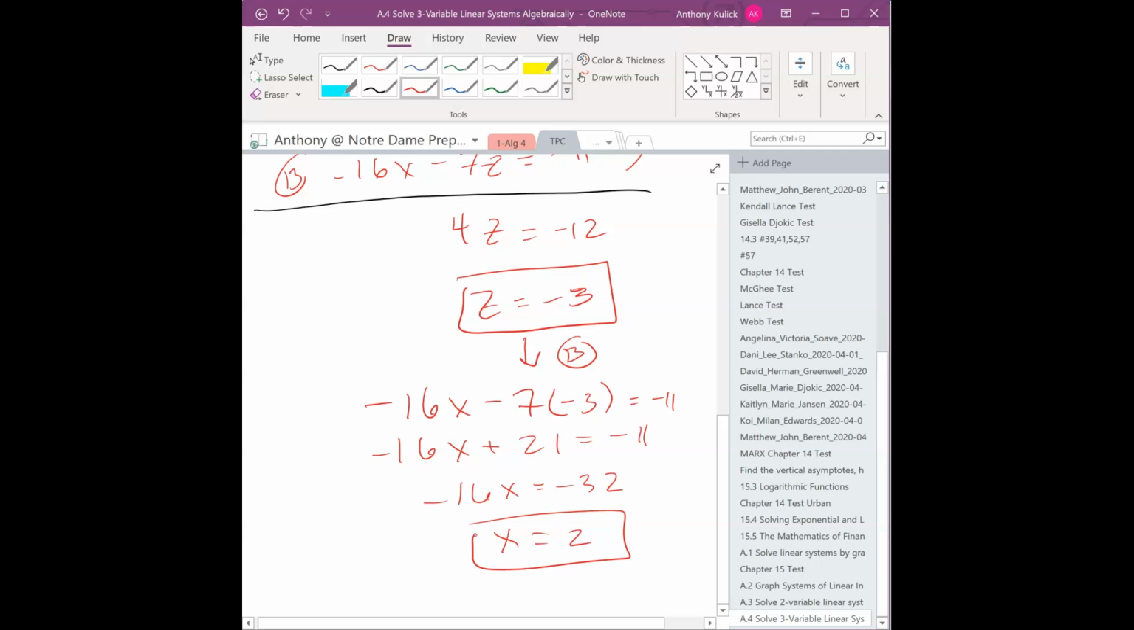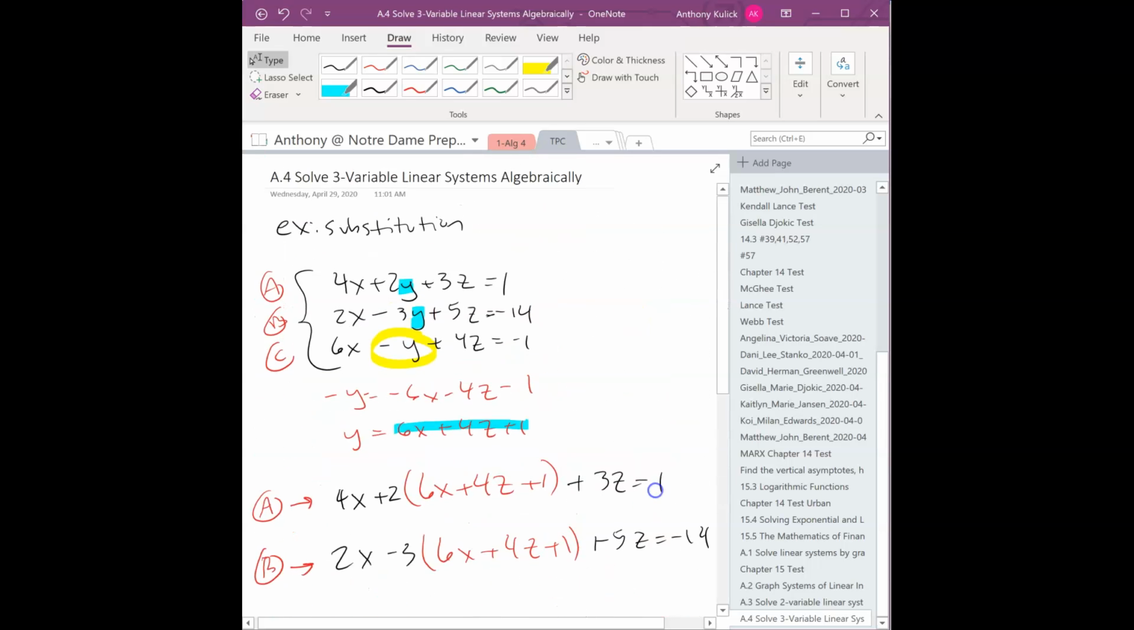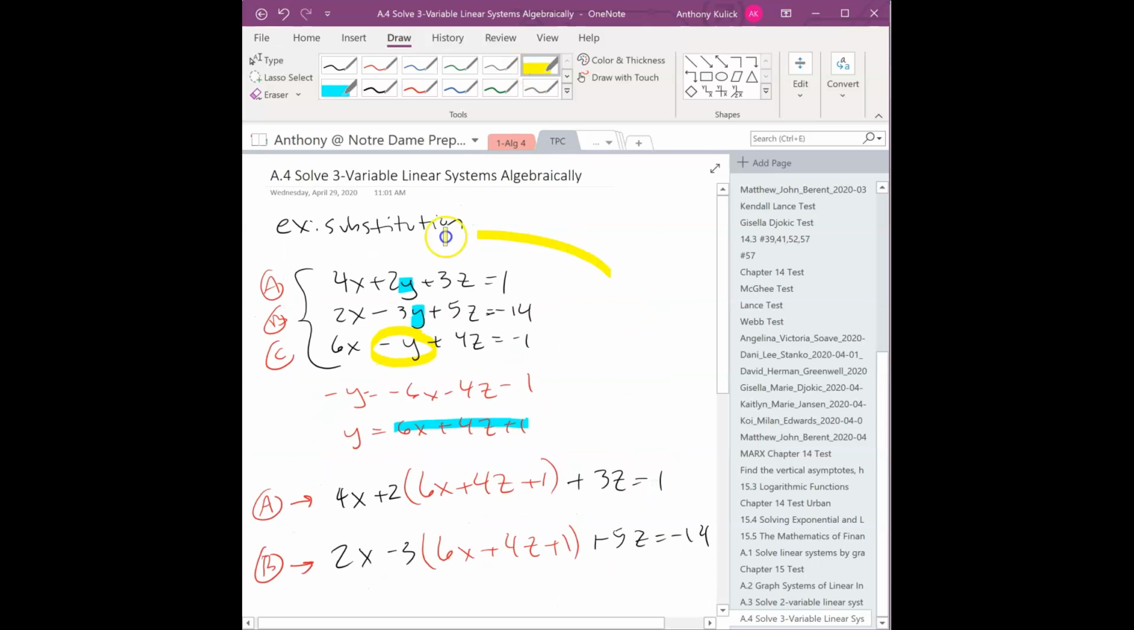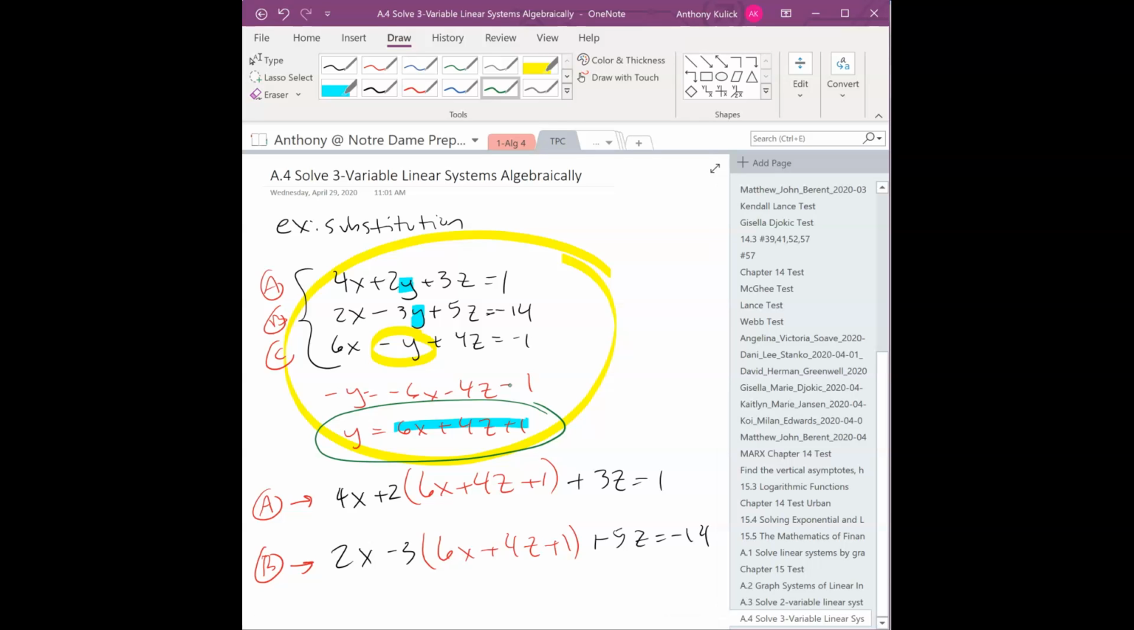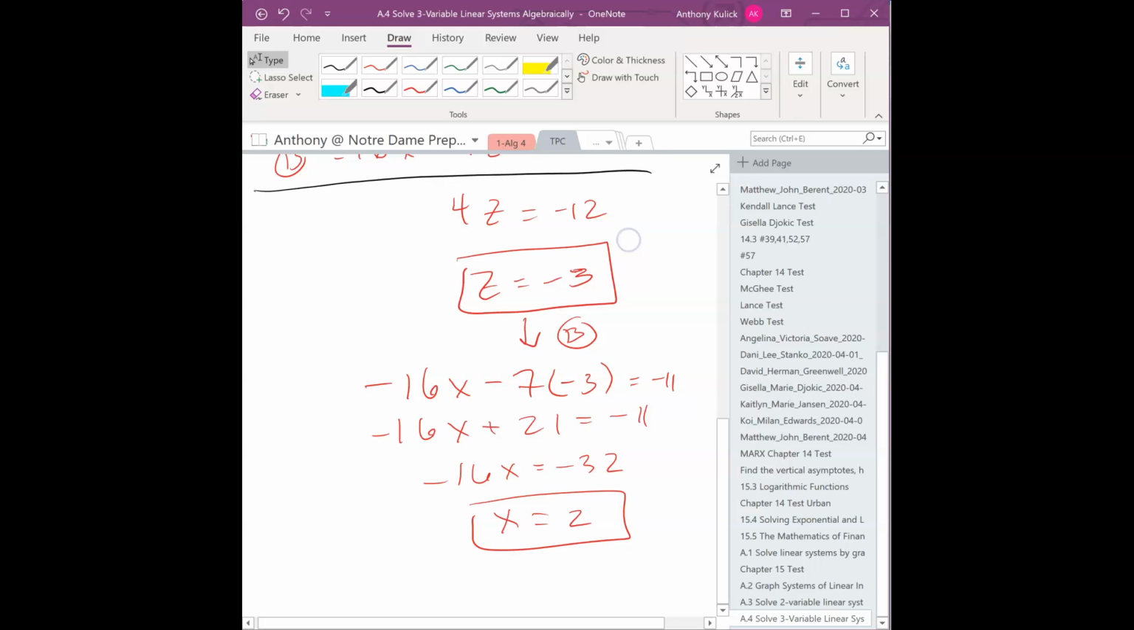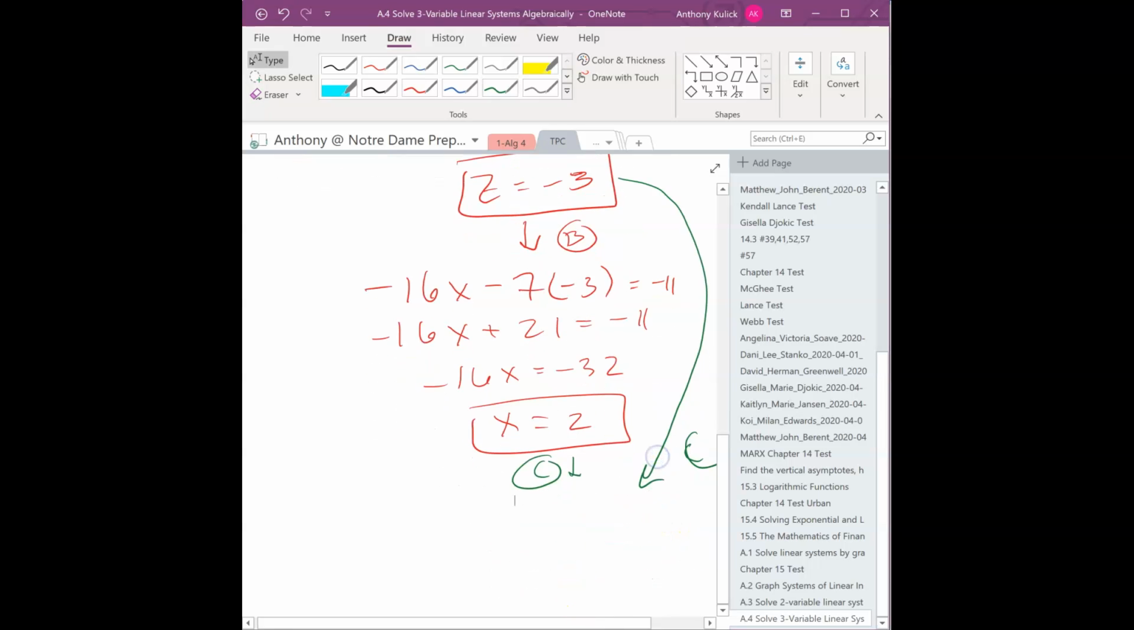And now I know x and z. So now I'm going to back up to the very beginning, and I'm going to choose one of these three equations and plug in my values for x and z in order to find y. Now the best choice is this one, because we don't have any algebra to do because the y is already by itself. So I'm going to take this guy and this guy and plug those both into equation C.